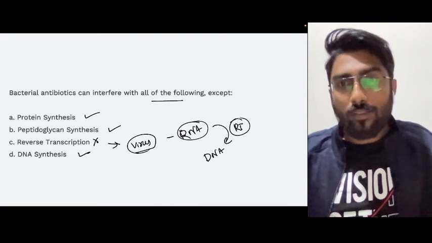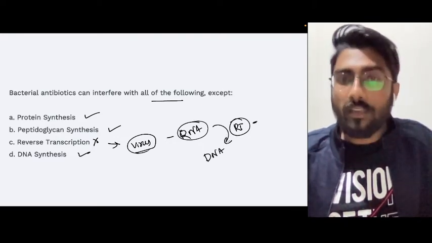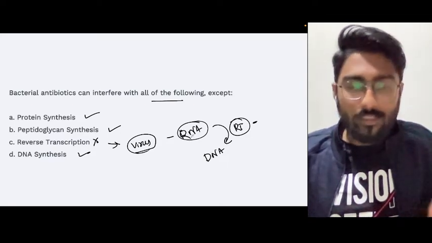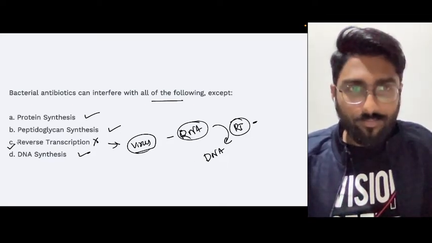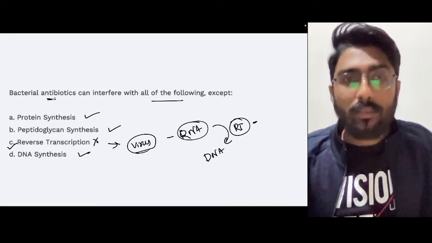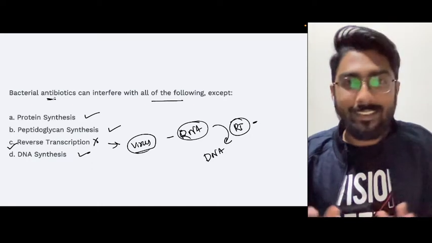There is no antibiotic which will inhibit this process, but the reverse process can occur from DNA to RNA, the transcription, which is generally inhibited by the antibiotics. So bacterial antibiotics will not inhibit reverse transcription. This is a very nice question.